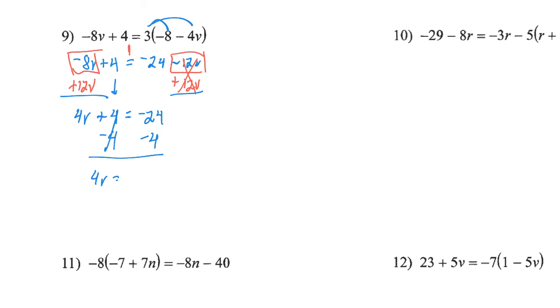So I have 4v equals negative 28. Remember, when you subtract two negatives, they're going to add together, keep it negative. So now I want to divide by 4, and I get v equals negative 7. Okay, so there's my answer for that one.